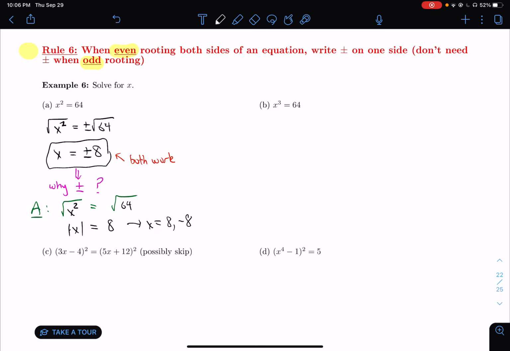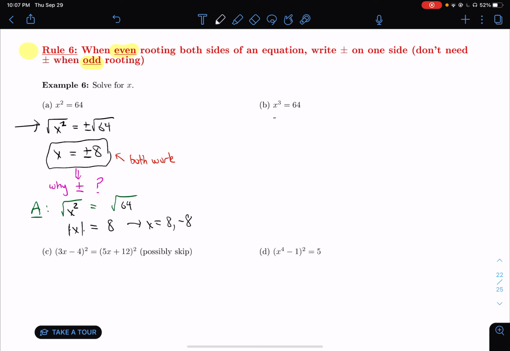So that is actually why the plus or minus shows up. When I square root both sides, it actually produces an absolute value. And when we get rid of the absolute value, that's where the plus or minus comes from. But usually we don't do all those steps. We just remember, when I square root both sides, we need to put a plus or minus. All right, so let's do another example.